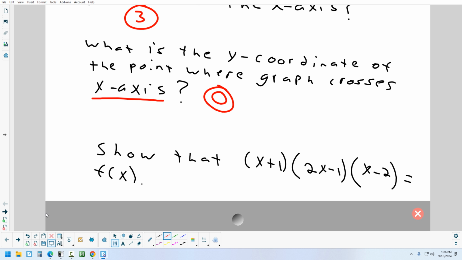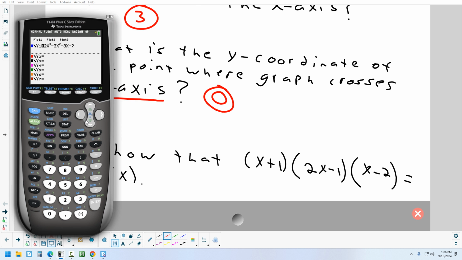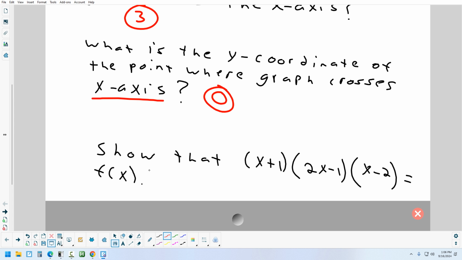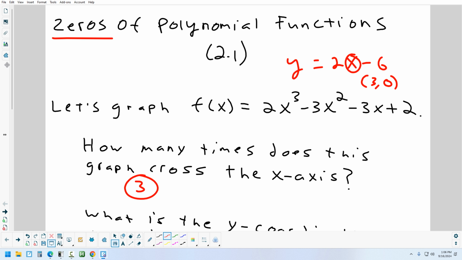Now, I'm going to type something else in y2. I'm going to leave what I have in y1, but I'm going to type that in y2. In parentheses, x plus 1. Then in parentheses, 2x minus 1. And parentheses, x minus 2. And when I hit graph, I want you to watch what happens to the graph that's already there compared to the one that I'm going to type in right now. So there's y1. What do you notice about y2? It's the exact same graph. So what I have right there is exactly the same as what I have right there.